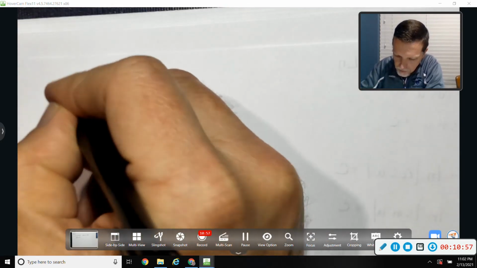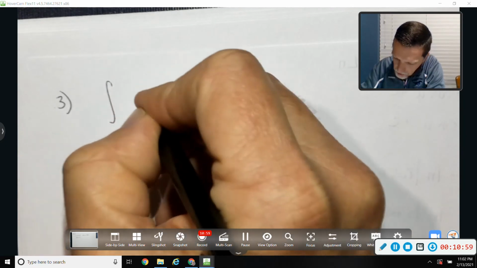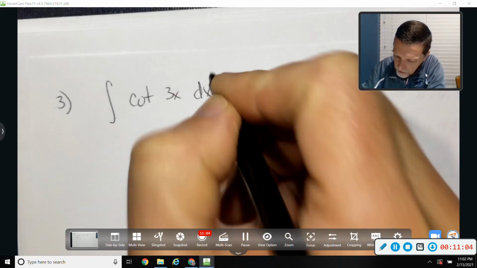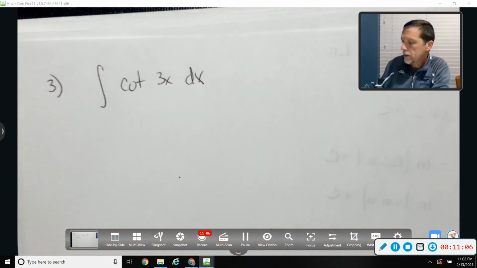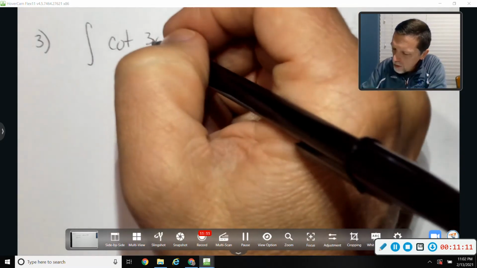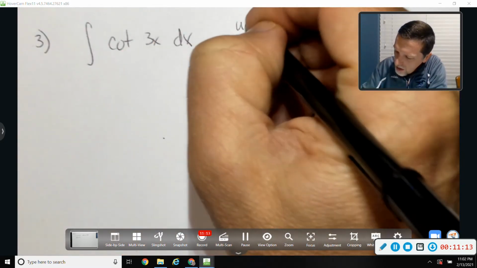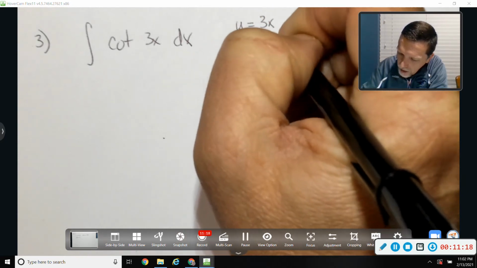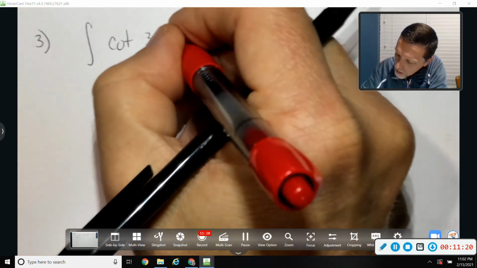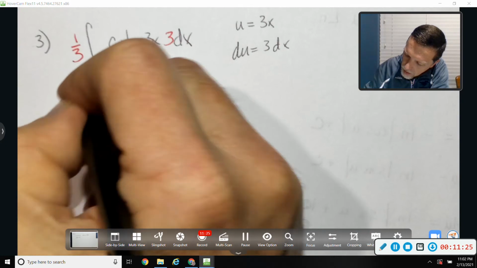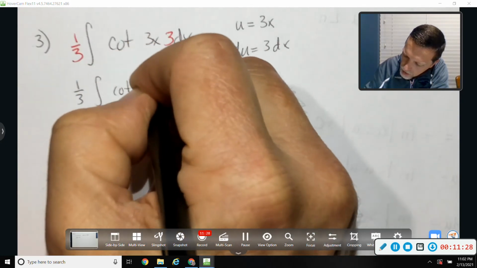Number 3. Integral of cotangent of 3x dx. Integral of cotangent. Okay, that was in that second set. The 3 there is a little bit goofy, so I'm going to let u be 3x, du would be 3dx. So 1/3 cotangent of u du.